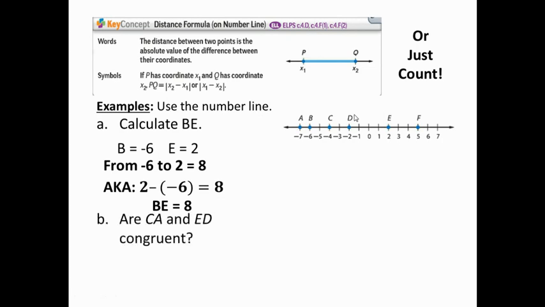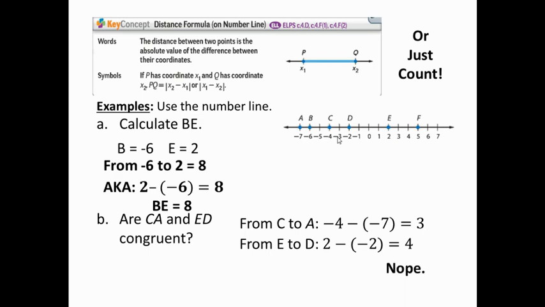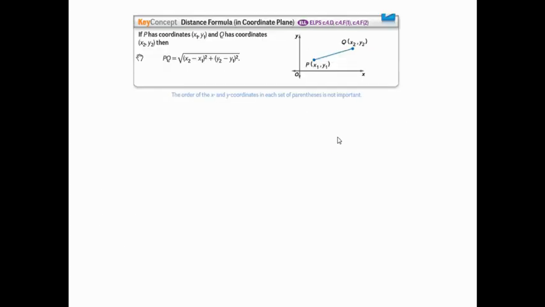But I now ask another question. Are CA and ED congruent? Well, what's CA? CA was at -4 to -7. So you would subtract the second point minus the first point. -4 minus -7. That's the same thing as -4 plus 7. So that's 3. Or you could count 1, 2, 3. And then you could count from ED, so 1, 2, 3, 4. See? So when I do 2 minus -2, I should get 4, because that's 2 plus 2. So yeah, that's their values, but no, they're not congruent. So 3 is obviously not congruent to 4.